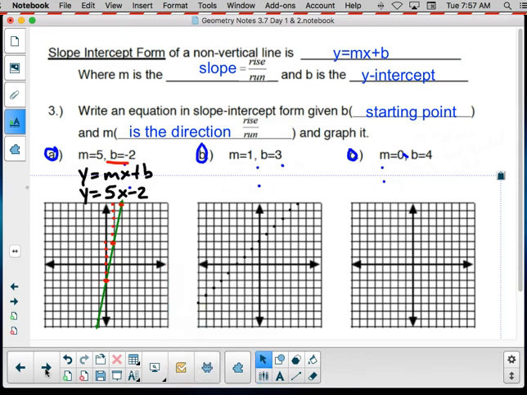The next thing I want you to do is just write the equation for b and c. So write your equation for slope, using your slope of 1 and your y-intercept of 3 in b, and do the same in c. I'm going to give you a minute to do that.